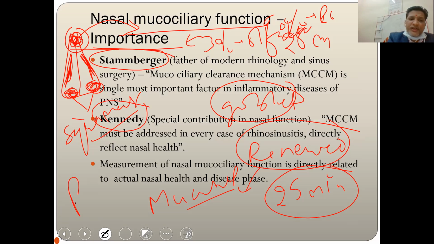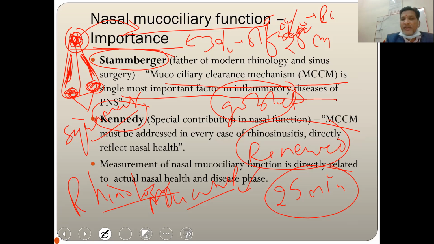How important this nasal mucociliary function is, we will name two giants of rhinology. What is rhinology? Rhinology is the science of the nasal cavity and its disorders. Stammberger and Kennedy. What Stammberger has to say about MCCM is that it is the single most important factor in inflammatory disorders of the paranasal sinuses. So if the patient has a normal mucociliary clearance, then the chances of inflammatory disorder in the nasal cavity and paranasal sinuses are much less.